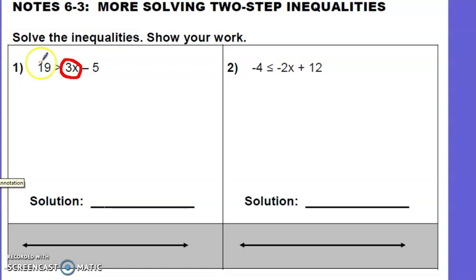If it is positive, we leave the inequality alone. If it is negative, then we are going to flip it. So because this is positive, we are going to leave the inequality. We're not going to do anything with it. So then what we're going to do is the inverse operation. So we're going to add 5 to both sides.